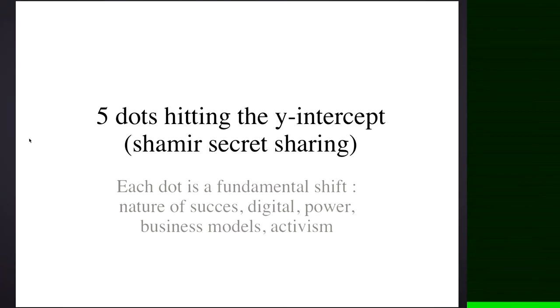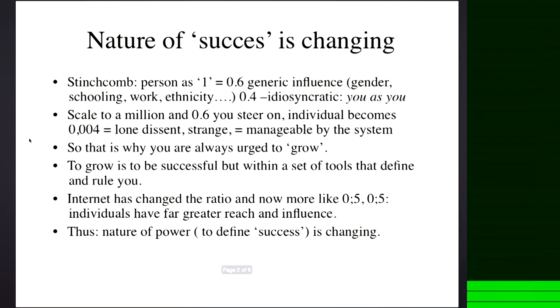I'm not going to have a technical presentation, but yesterday I learned something about Shamir secret sharing, and I have five sort of arguments. I believe every argument is a dot on the line, and when it hits the intercept, something will change. Now, the first changing nature that we see is the nature of success.